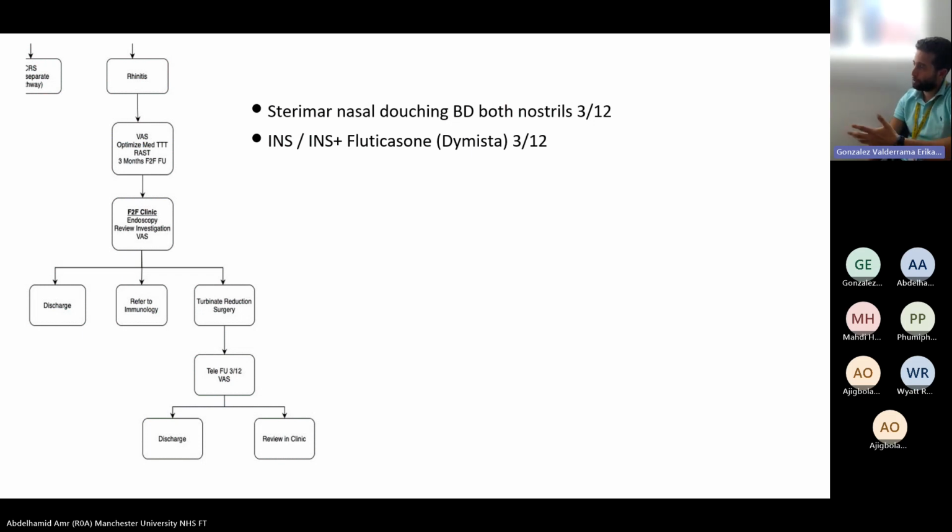So this is answering your question, Erica. So you refer them to immunology, then they will see if they're candidates for immunotherapy. Remember, the majority of our patients, especially these ones, will probably be asthmatic, and depending on the control of asthma, there's a list of factors that would define their candidacy for immunotherapy in the UK. So in the majority of centres, immunotherapy is mainly delivered by immunology, not by ENT.